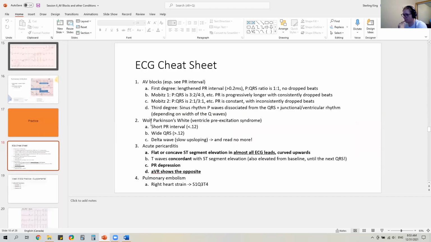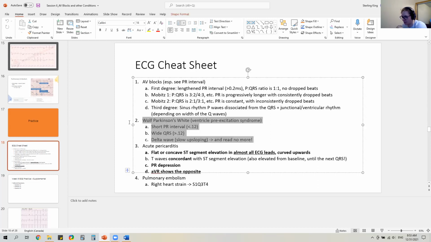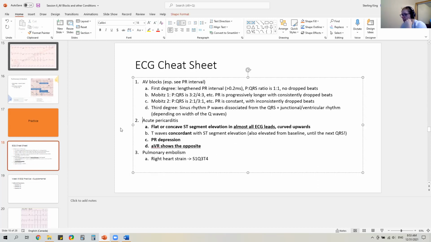All right, so we're already on to practice. So these are the sections from the ECG cheat sheet, which I had talked about before. So first degree: lengthening PR interval. Mobitz 1 or Wenckebach: PR is progressively longer with dropped QRSs. Mobitz 2 is dropped QRSs, but the PR stays constant. Third degree, they're completely dissociated. Wolff-Parkinson-White, we had talked about before. I guess I just included it here.